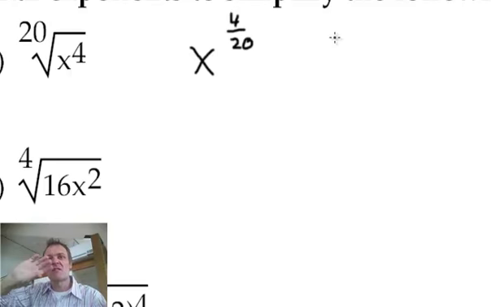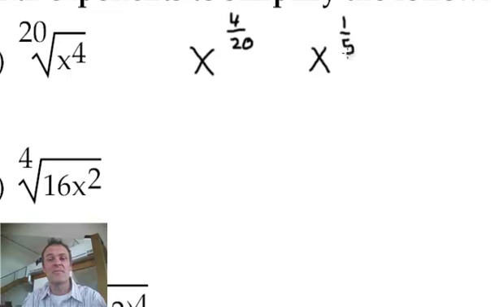Now remember which goes where. What goes where? It's x to 4 over 20. All it wants you to do is reduce that, because it's a fraction. That'll reduce to 1/5. Now, if you did have to write that back as a radical, that's the 5th root of x to the 1.